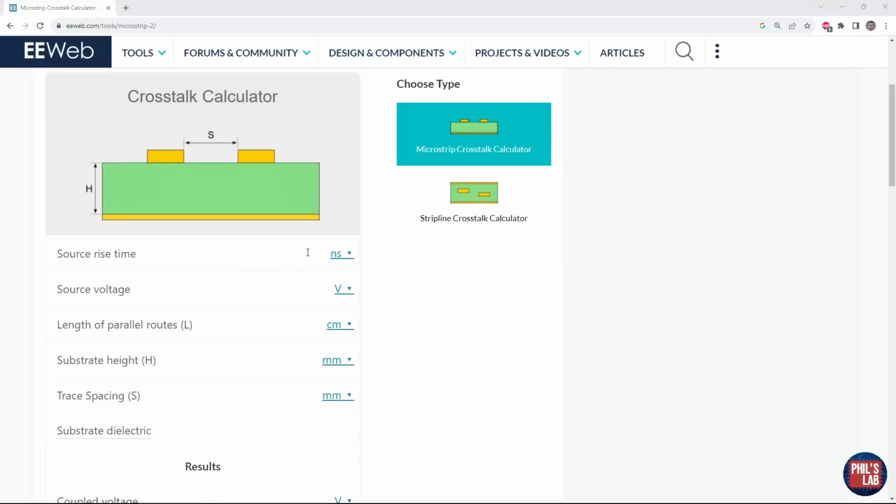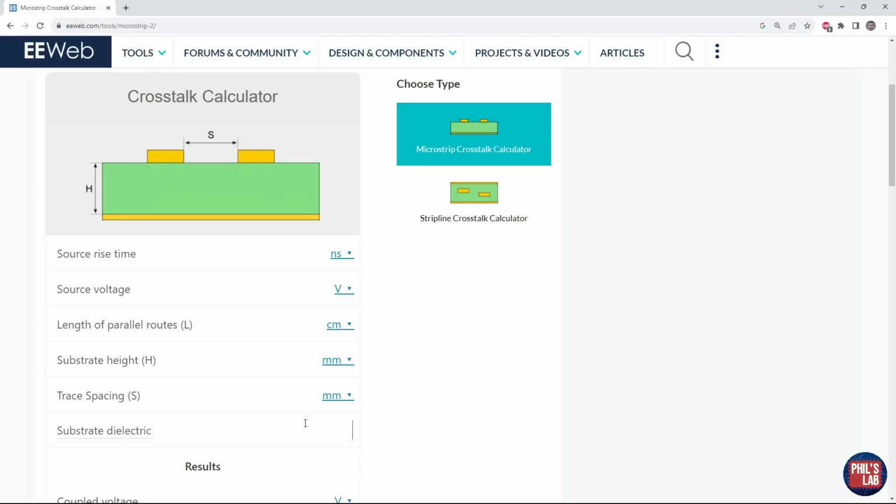For example, the aggressor or the source rise time, the aggressor or source voltage, how long we route these parallel lengths together, so for what distance are these traces spaced by this separation S. The crosstalk depends on the substrate height, so how far away we are from the ground plane, as well as the trace spacing, of course, and the substrate dielectric.